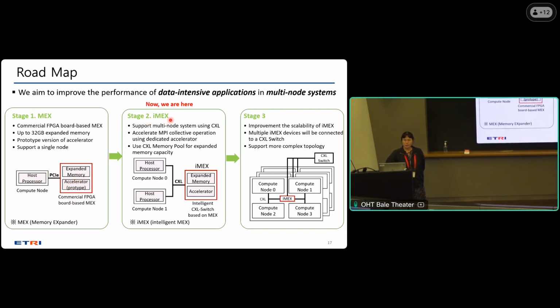And this is stage 2, iMEX, and we are here. In the iMEX stage, we are aiming to support a multi-node system utilizing CXL interconnect. And iMEX will accelerate the MPI collective operation using a dedicated accelerator, and it will use the expanded CXL memory pool for the expanded memory capacity.